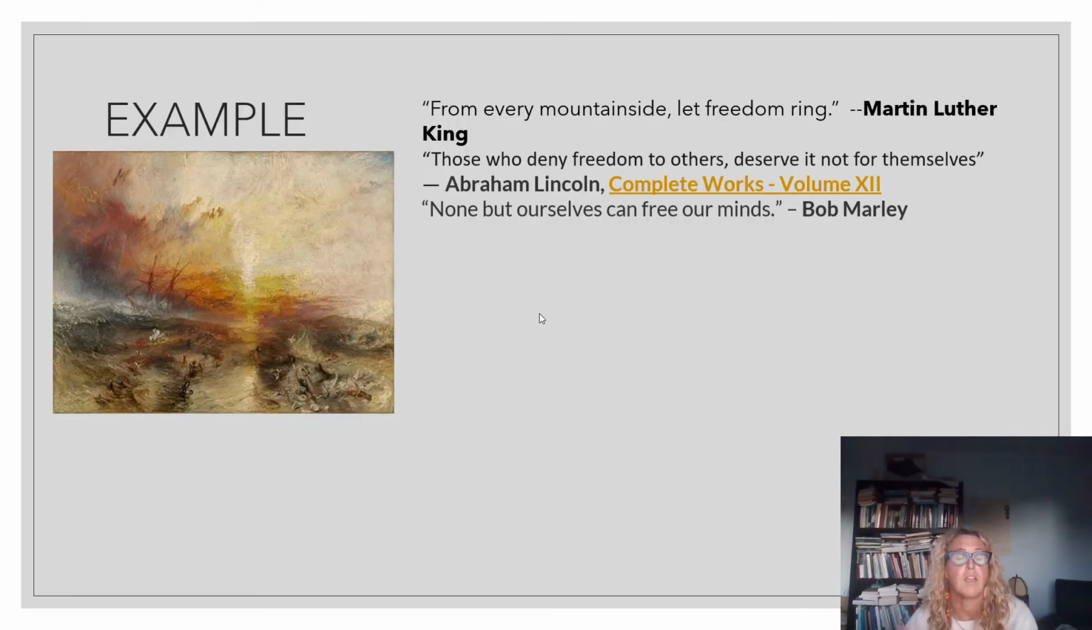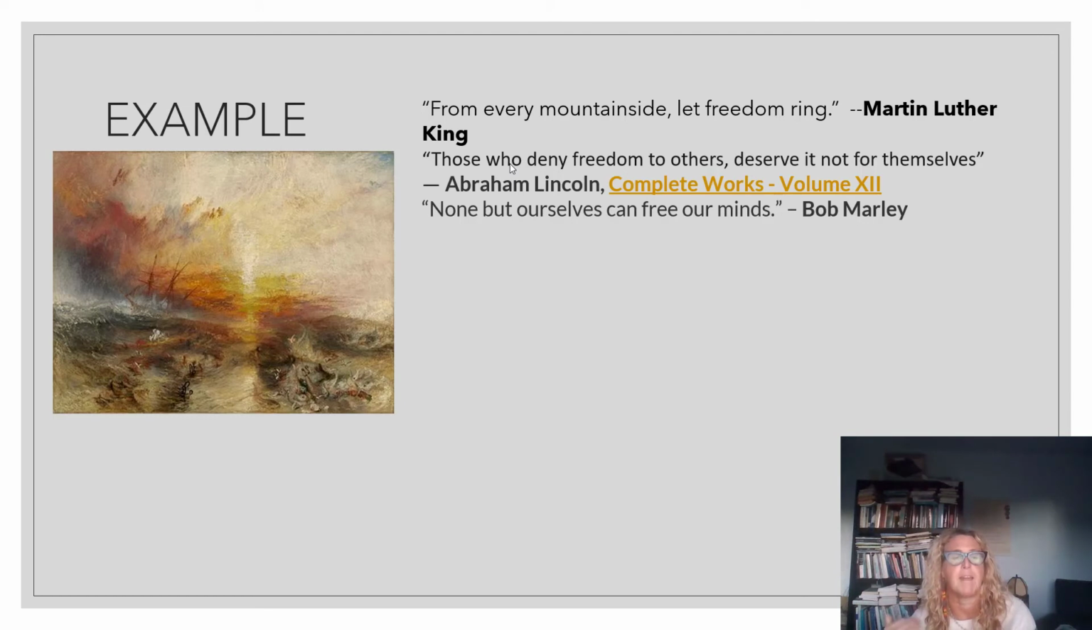So to give you an example, if I were going to be writing about this really chilling, intense painting, right, by Turner, I could start looking up, and I did a free write, and the idea that came up was freedom and slavery and corruption and greed. And so I started thinking of these words that really started resonating with me. And so I started doing some searches, just quotations on freedom, right, in Google. And I found from Martin Luther King, from every mountainside, let freedom ring.